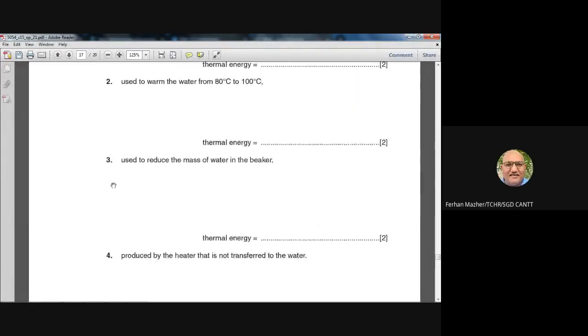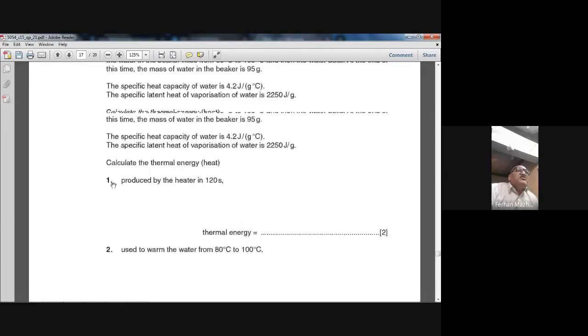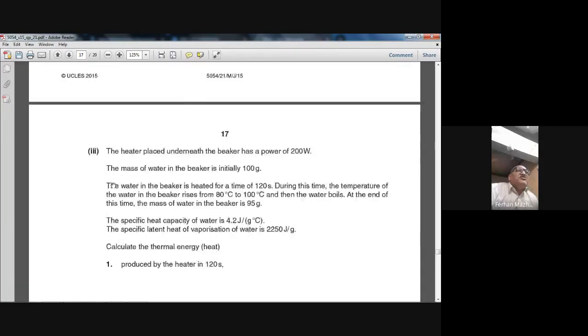He says the heat which is used to reduce the mass of water in the beaker. Let me check how much is converted into steam. There was 100 gram of water, and when the water started boiling, then we have 95 gram of water left. It means that 5 gram of water has converted into steam. Do you understand this idea?